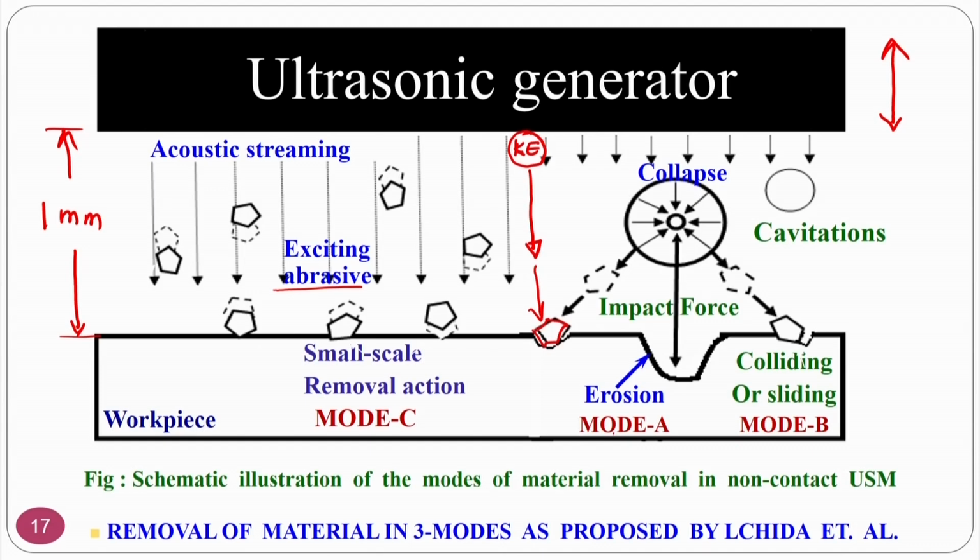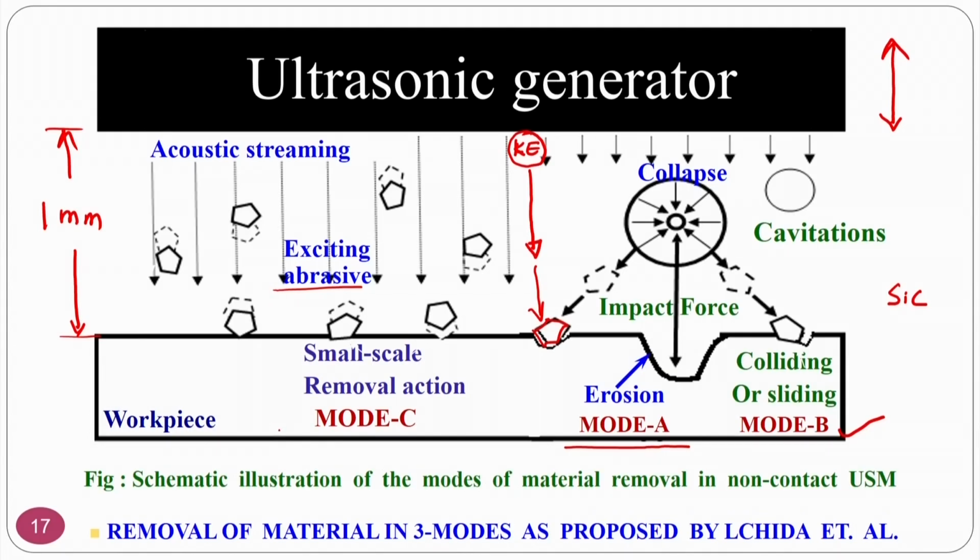Okay. In mode 1, the material removal is erosion, which means that whenever the abrasive particle hits, the erosion action takes place. Mode 2 is colliding or sliding. Whenever it comes into a sliding position or collides, the workpiece hardness is much lower compared to the tool hardness, that is, the abrasive particle hardness. The commonly used abrasives are silicon carbide, alumina, boron carbide and others. The workpiece material is stainless steel or some other materials.